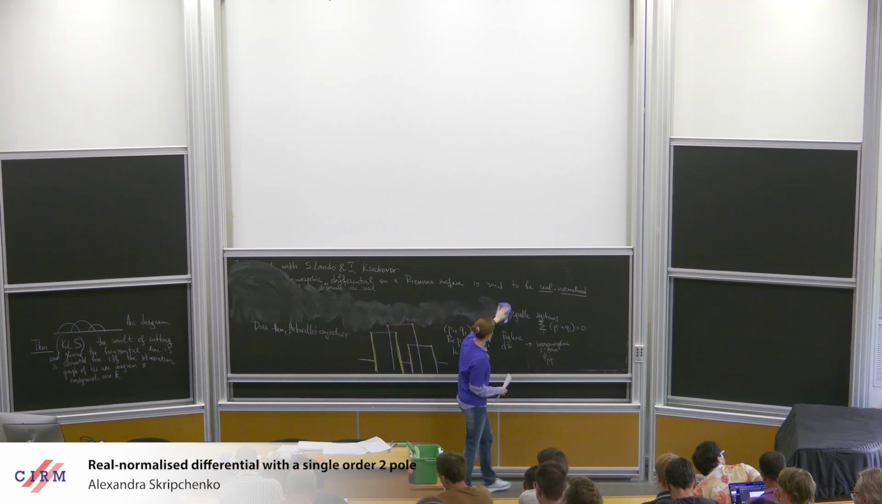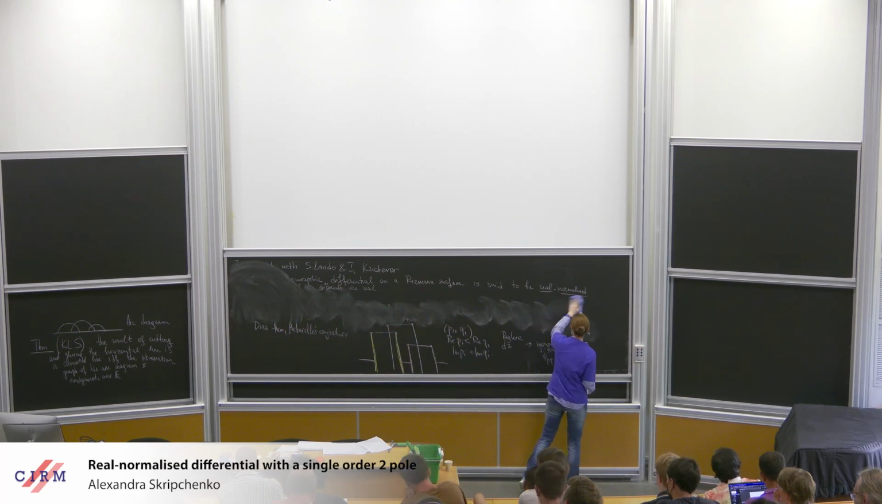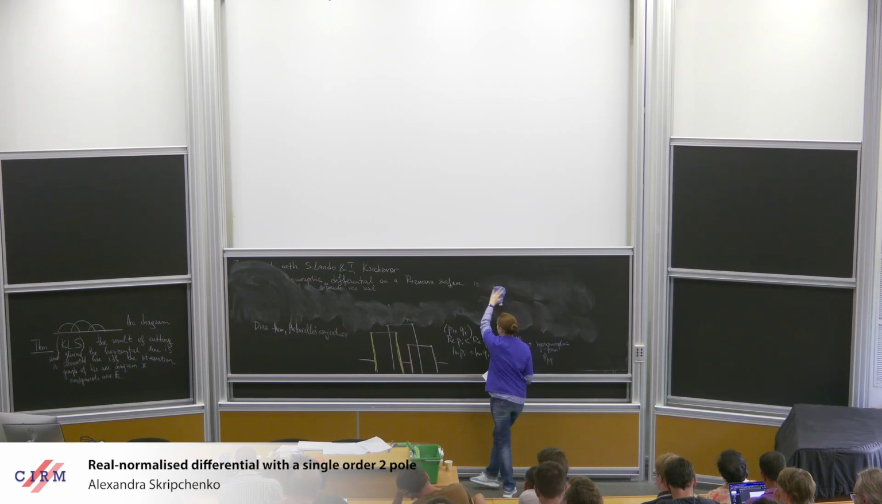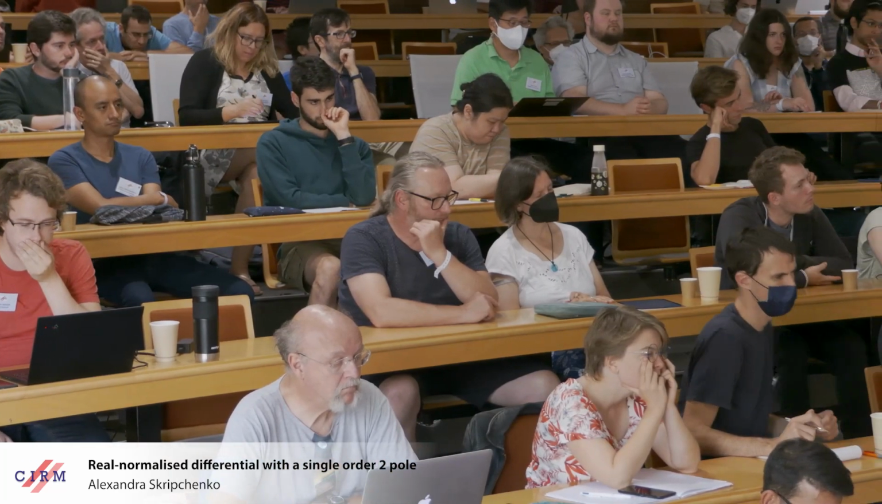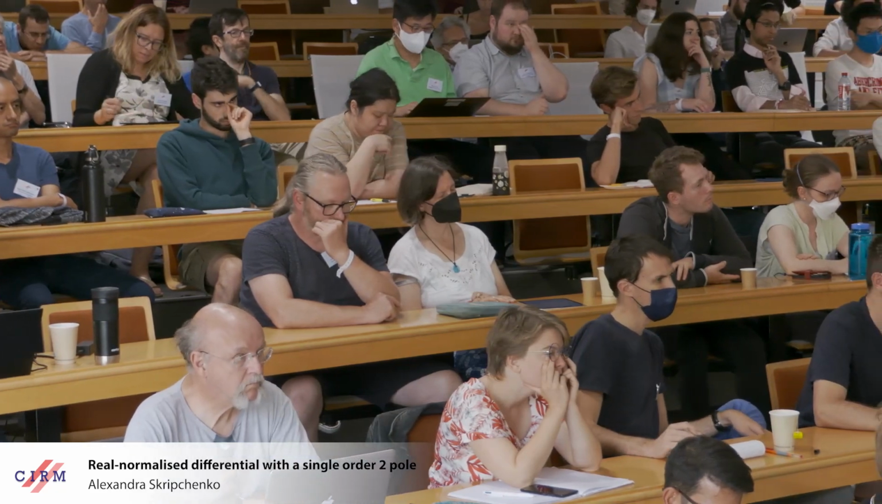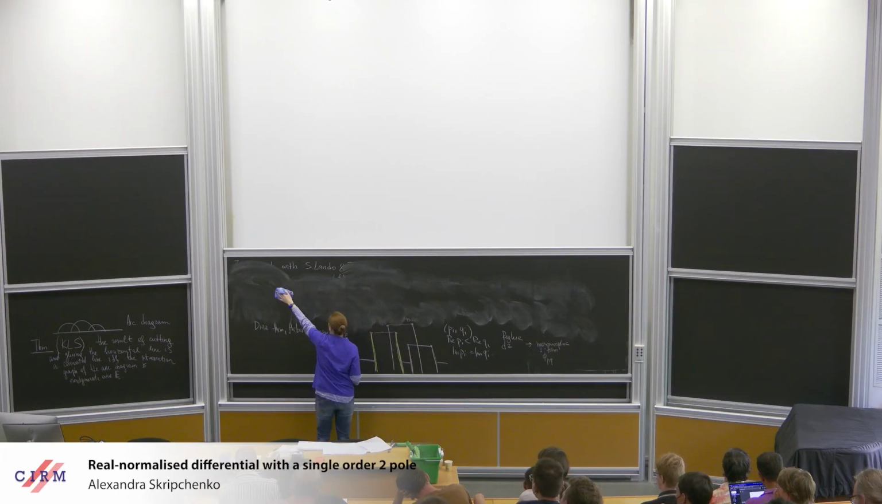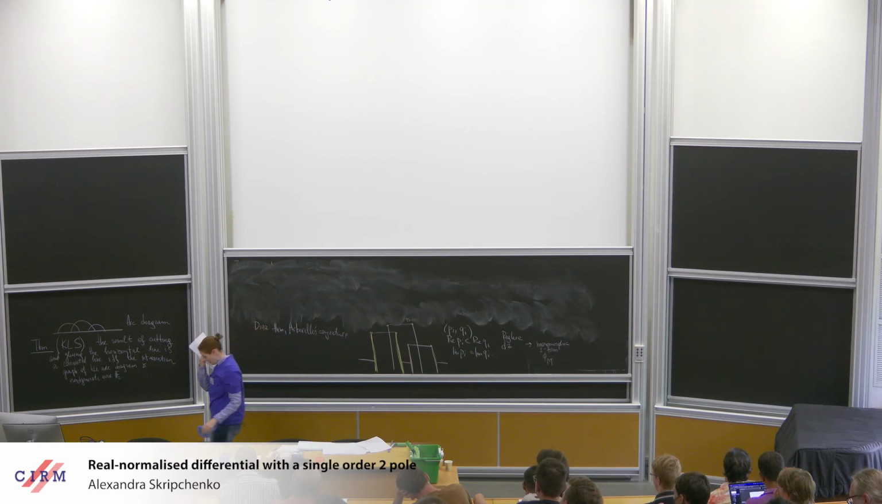Namely, I want to understand something about my foliation. I want to see how many connected components I may have for the leaf, and how can they look like, and so on.